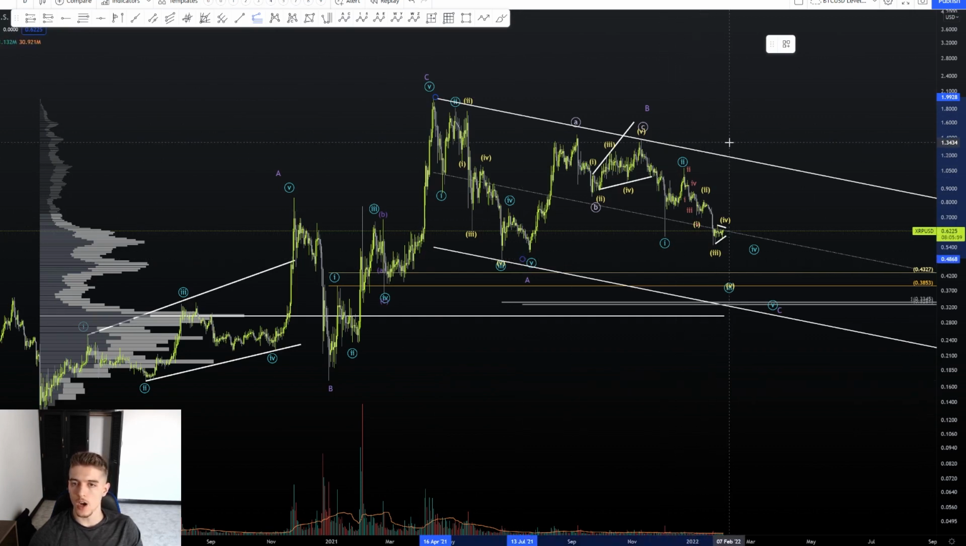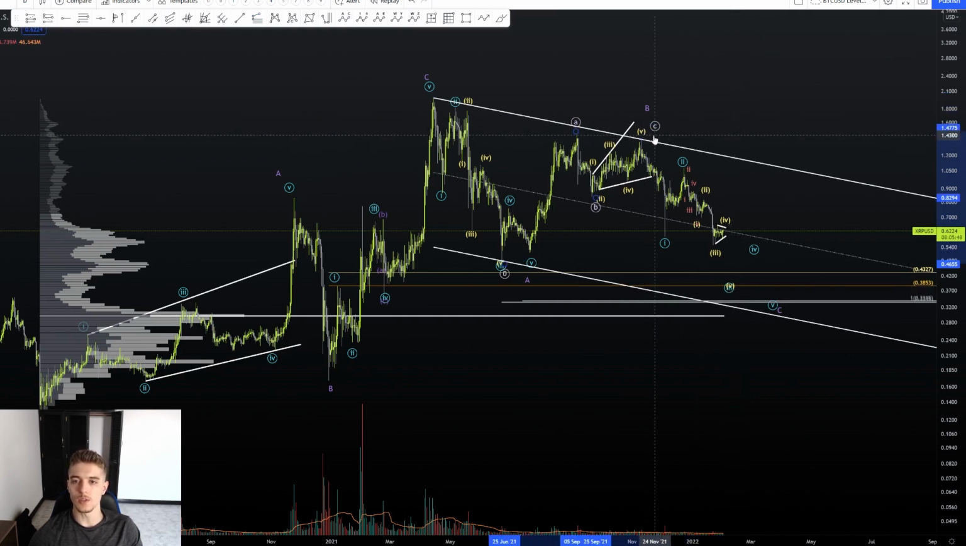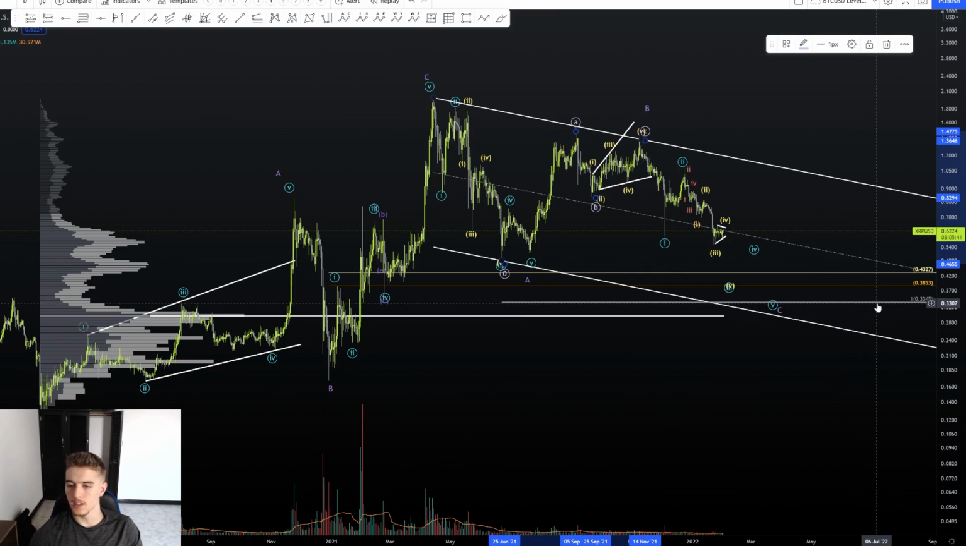Now we can pull it to the absolute top of wave B right here, or the orthodox top of wave B. Either one works, but I'm going to go with the orthodox top of wave B, where the wave C was put in right here. That's another target we could be looking out for around 33.4 cents.